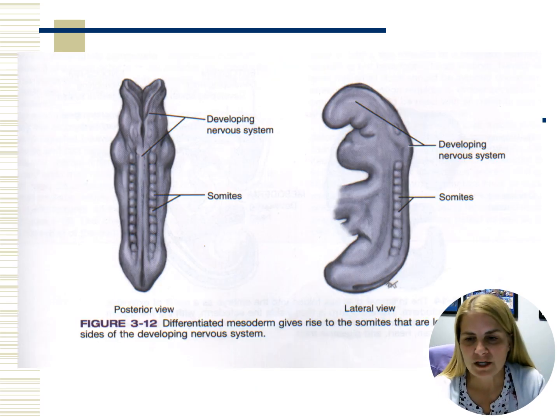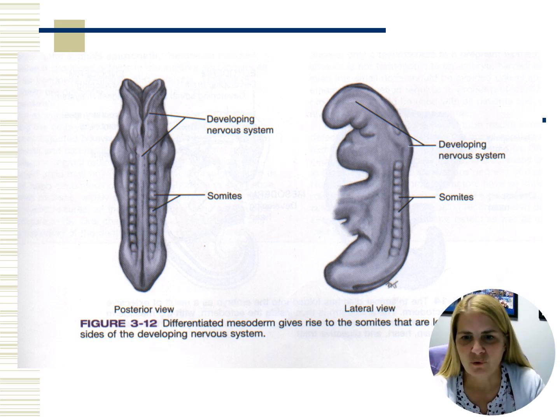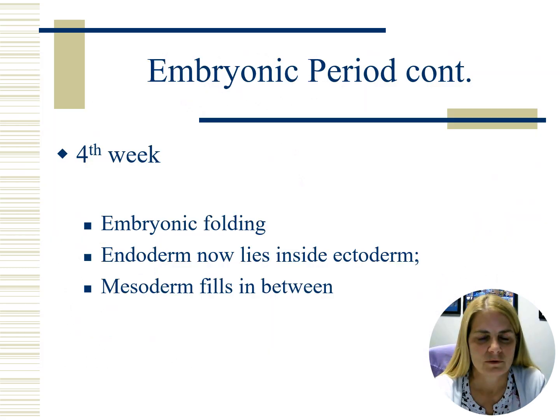Here's a picture of the developing nervous system with the somites on either side of that spinal area. When we look at the side view, it's starting to look a little closer to what we would consider an embryo, almost like it's got a head, or cephalic, end and a caudal end. And different mesoderm gives rise to the somites that are on each side of that nervous system. So during the fourth week, embryonic folding occurs.